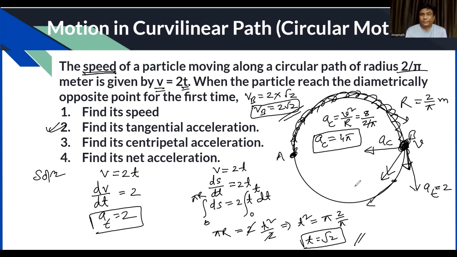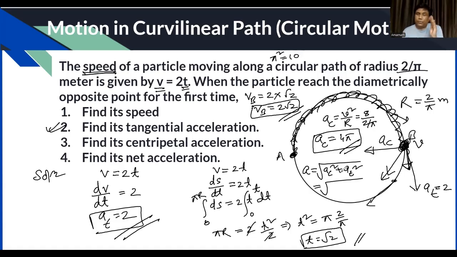Okay. Tangential acceleration is 2. Centripetal acceleration is 4 pi. So what will be the net acceleration? Net acceleration is under root AC square plus AT square. Under root AC square means 4 pi square. Remember, pi square value you can take 10 also. No problem. Pi square is nearly equal to 10 only.